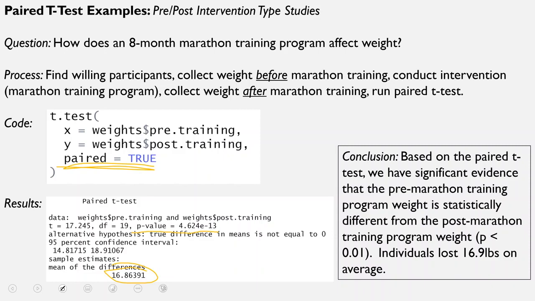So what we would say is, based on the paired t-test, we have significant evidence that the pre-marathon training program weight is statistically different than the post-training weight. We say the p-value is less than 0.01 because it is. It's way less than 0.01, but that's the convention. And then we would say that individuals lost 16.9 pounds on average, right? And that's that. So you have this paired data, pre and post intervention, run the paired t-test, and you're set, and you're good. And that's that, for this pre and post kind of situation.